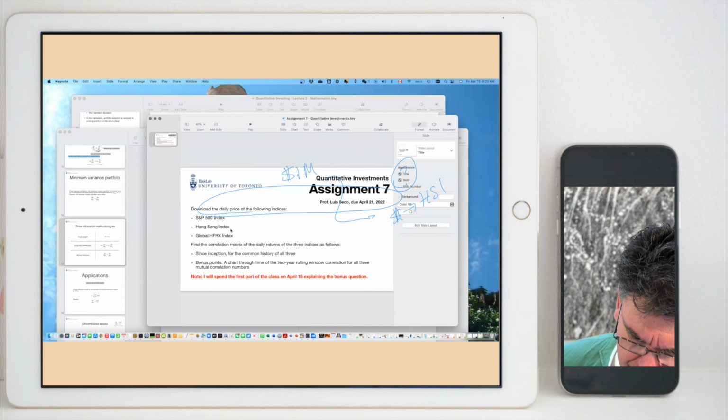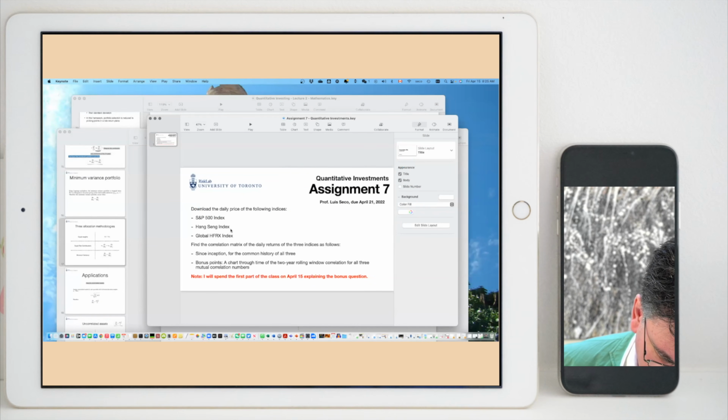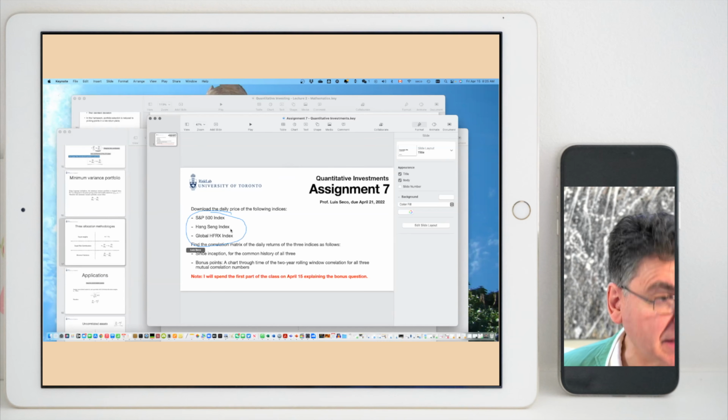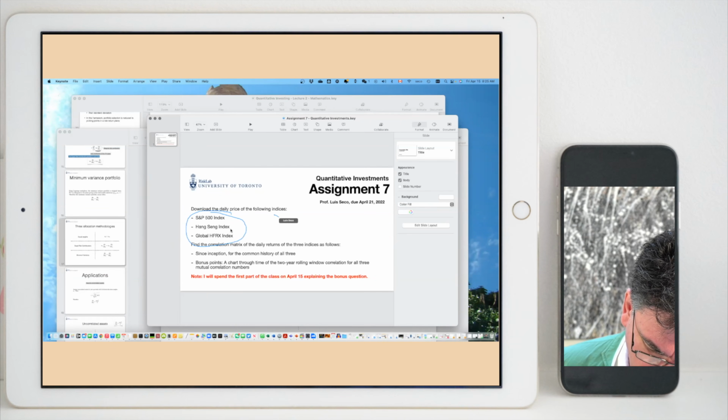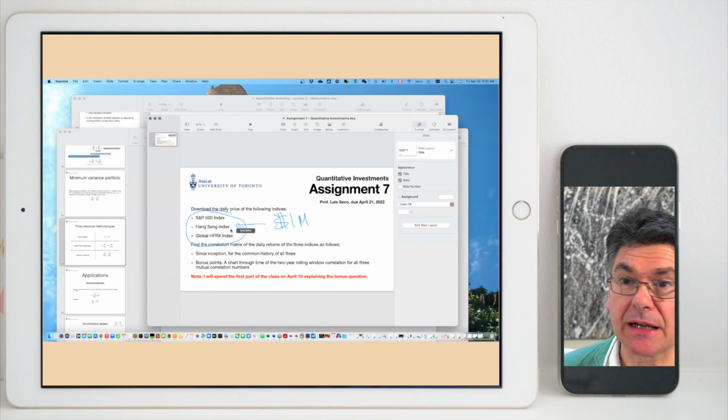So there are 3 investments that we have here: S&P 500, Hang Seng Index, and the Global HFR Index. And you have $1 million. And I'm asking you how much money goes there. Of the 1 million, how much goes into the Hang Seng Index?